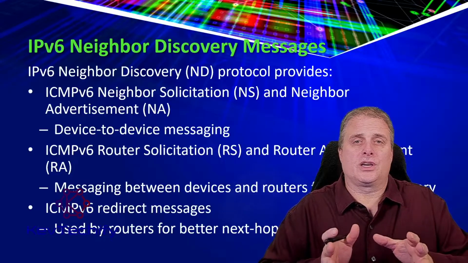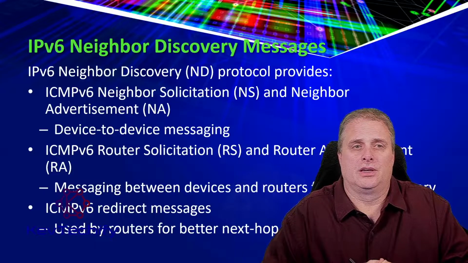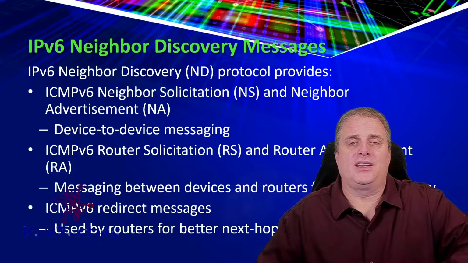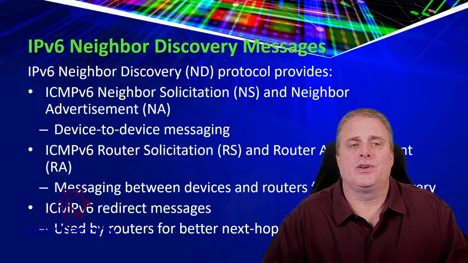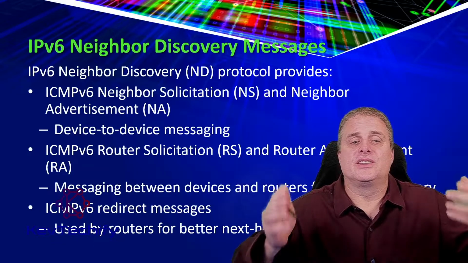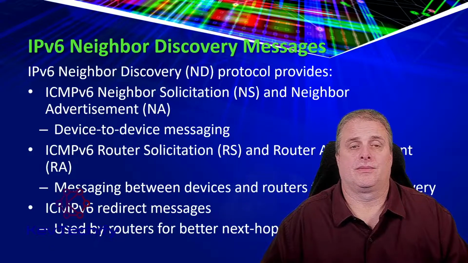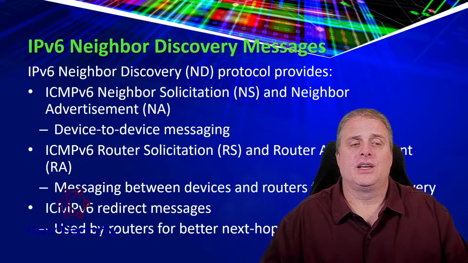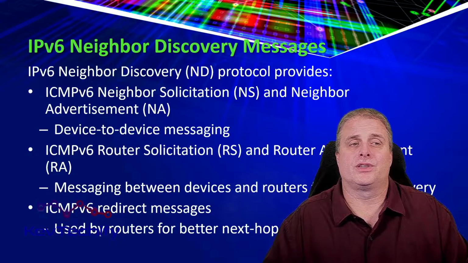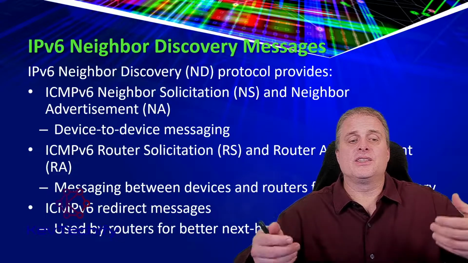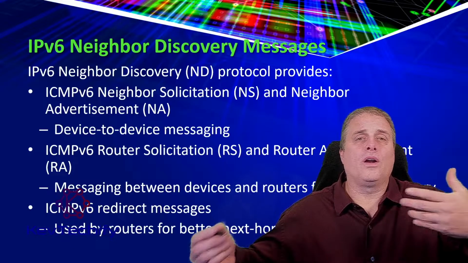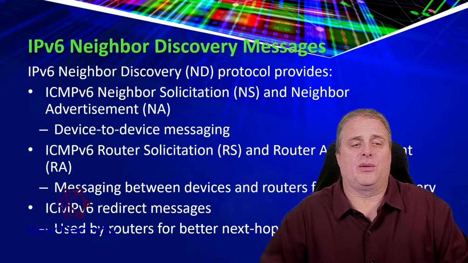When we're talking neighbor discovery, we're talking IP version 6. Now, IP version 6 neighbor discovery has three main types of messages. First type is IP version 6 neighbor solicitation and neighbor advertisement. This is device-to-device messaging. IP version 6 router solicitation and router advertisements, that's the second type of IP version 6 neighbor discovery messages. This is the messaging between devices and routers to figure out where the routers are and to understand that process.